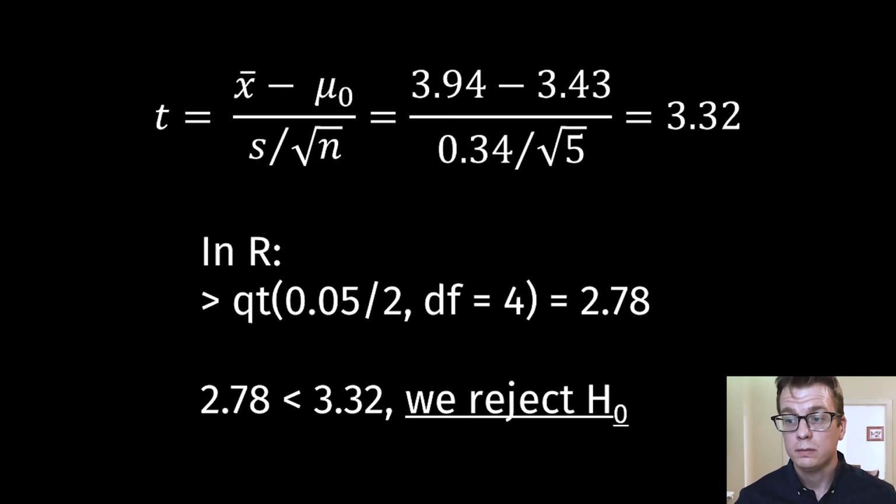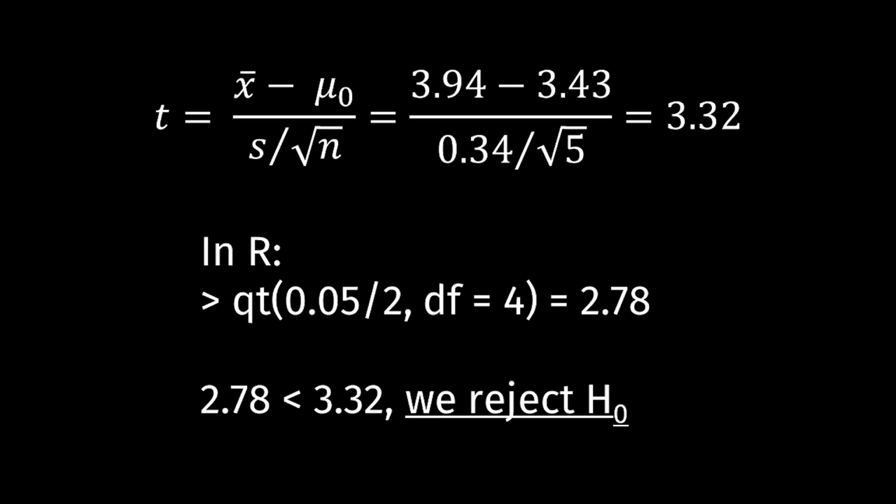If that critical value is lower than the t we calculated, that gives us evidence to reject our null hypothesis. If the t critical value is greater than our t statistic, then we fail to reject our null hypothesis. Since our t critical value of 2.78 is lower than our t statistic of 3.32, this indicates that the sample of 5 iris setosa flowers probably have different size sepals than the iris setosa population.